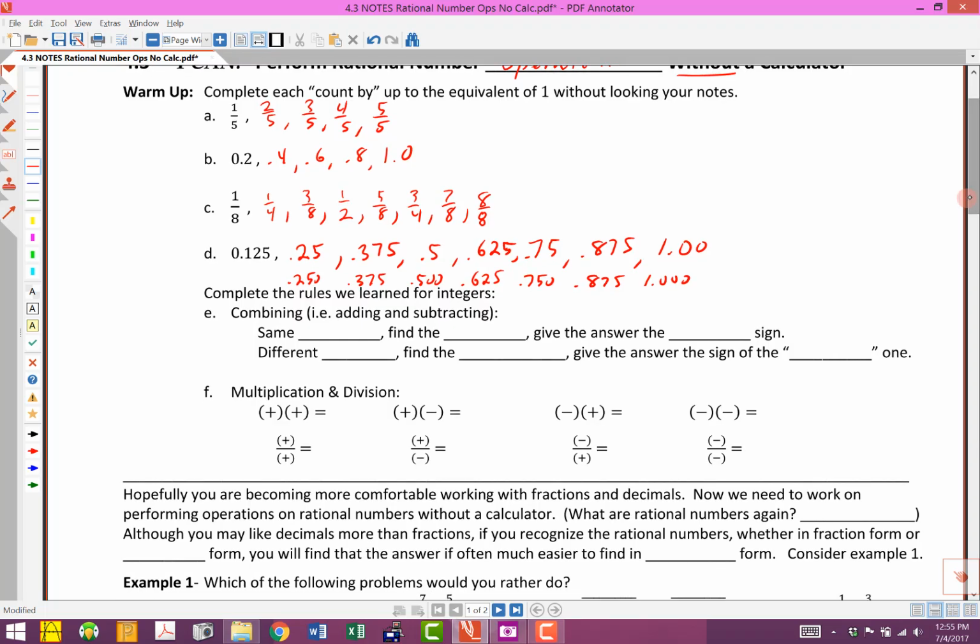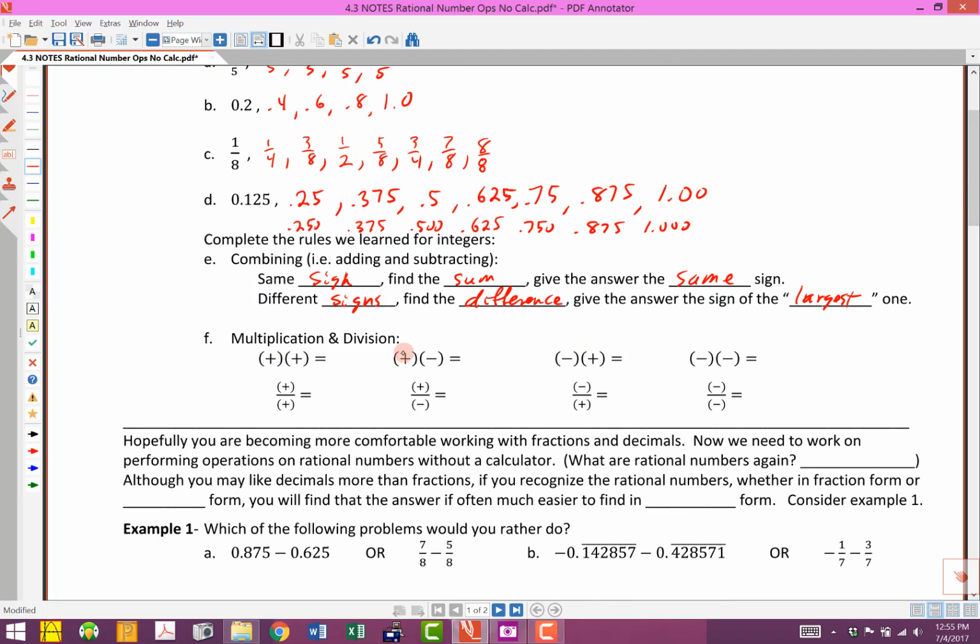Now, going way back, and this is not something that we can forget, let's think about the rules for combining integers. Remember, if they had the same sign, we find the sum, and then we give the answer the same sign as both of those have. So if we're adding or subtracting integers with the same sign, find the sum, keep the same sign all the way through. If they have different signs, find the difference and give the answer the sign of the larger one. And remember, when we said larger, what we meant is the largest one in absolute value. So those were the rules for combining.